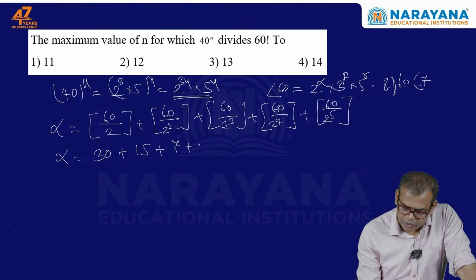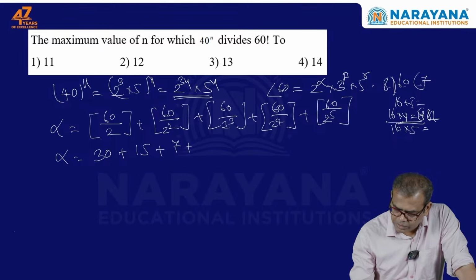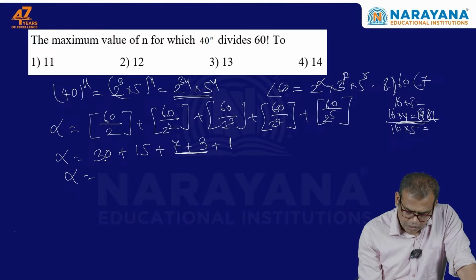Then 7 will come, and here is 16, 32, 48. 16 into 5 is 80, so 16 into 4 is 48 here, then 60 will come. Okay, one minute. 64 is coming, 16 into 4 is 64, then 3 will come, and here 32, only 1 will come. So the total exponent of 2 is 56.